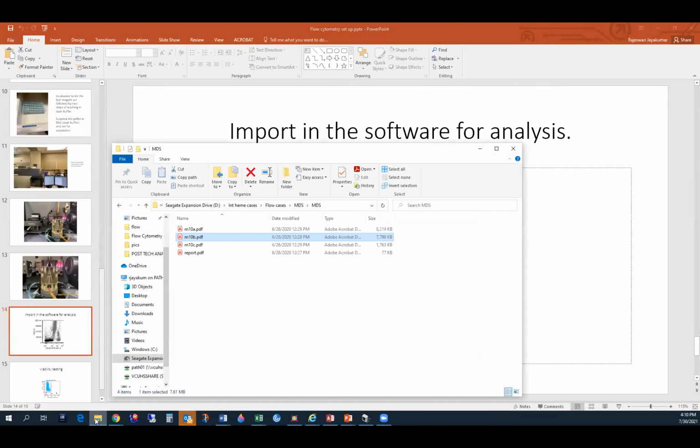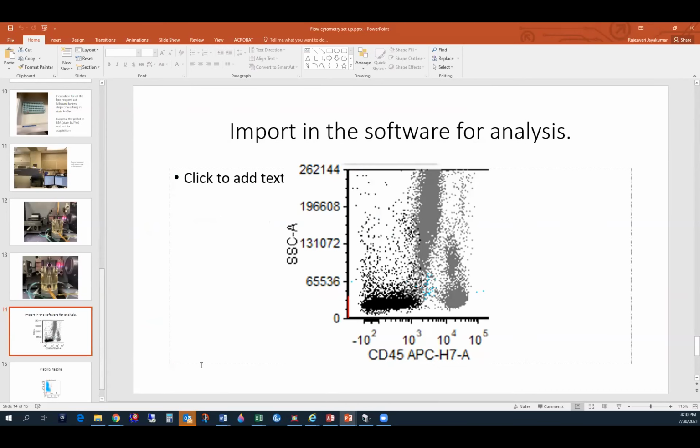Labs usually make templates for that. So for example, I'm going to just show you a template.